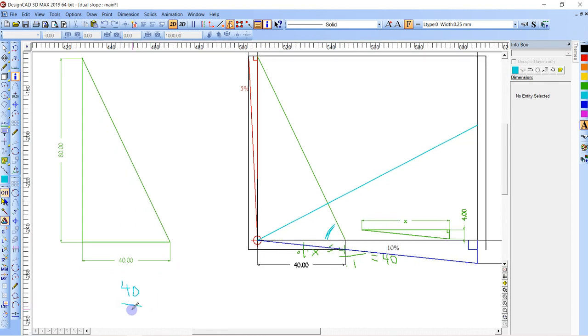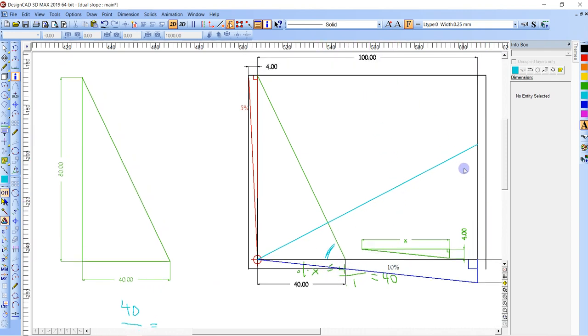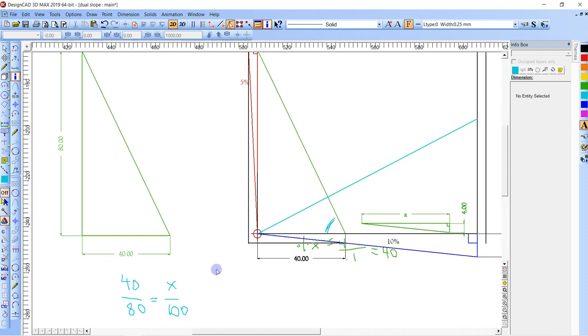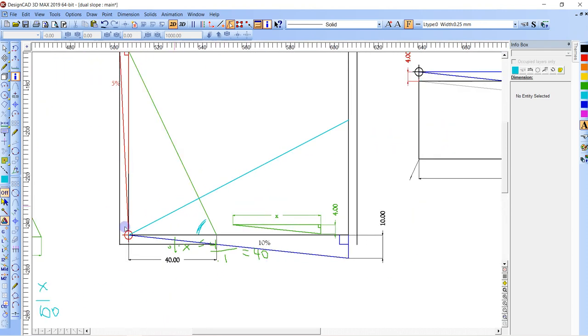40 divided by 80 is equal to this unknown over the run of this one, so it's over 100, right? So x over 100. All right, just multiply this by 100. 0.5 times 100 gives you 50, and that's the number we were looking for.